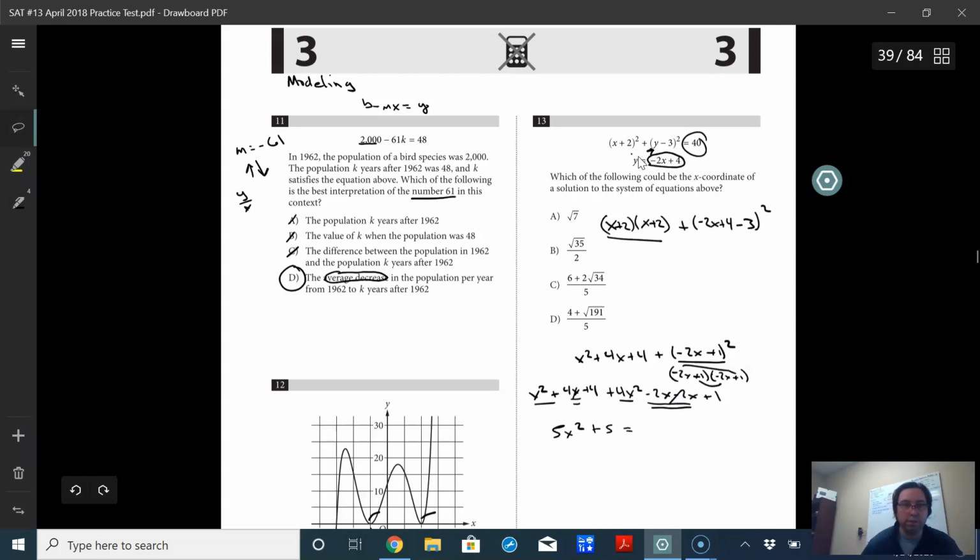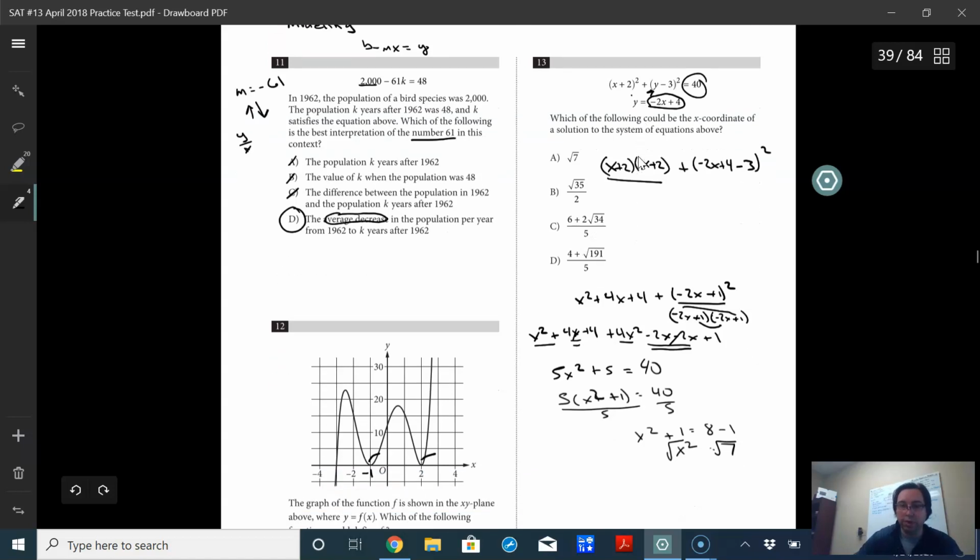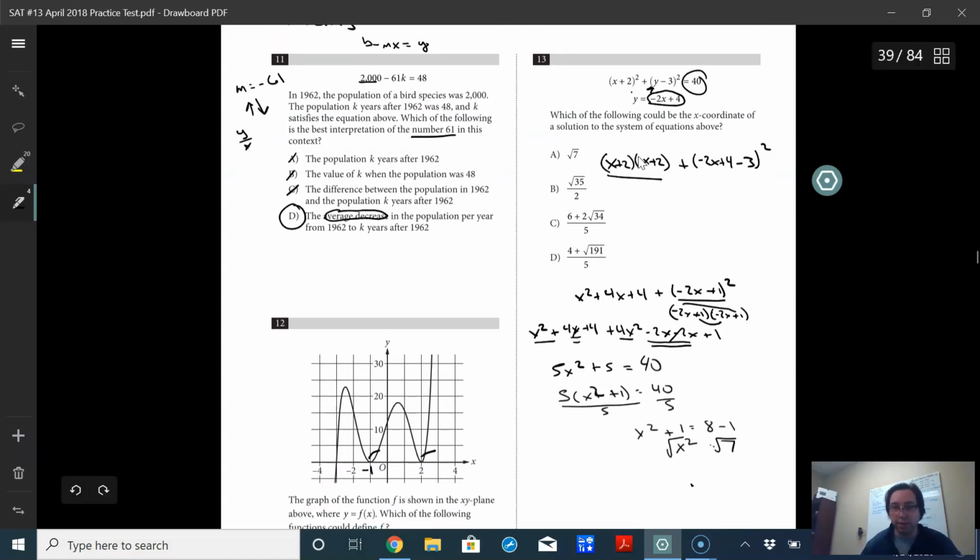Okay. So that's going to be 40. We can now factor out a 5, so we have 5 times (x squared plus 1) equals 40. Divide by 5. Okay, so now we have x squared plus 1 equals 8. Then we minus the 1, so now x squared equals 7. And now we've got to take the square root. So what we end up getting here is x equals the square root of 7 as the final answer.